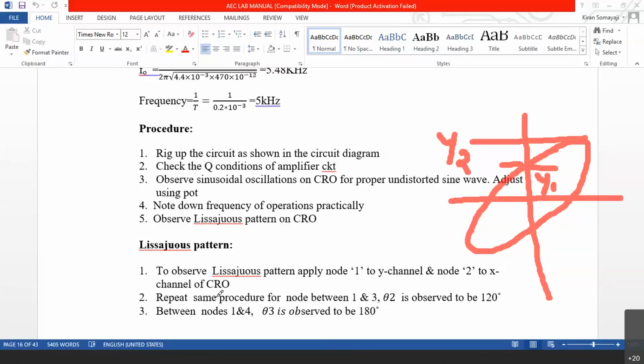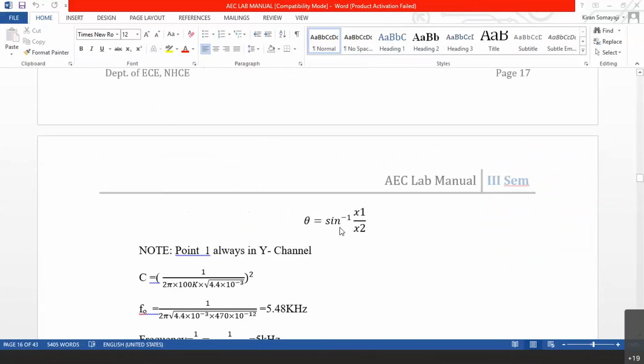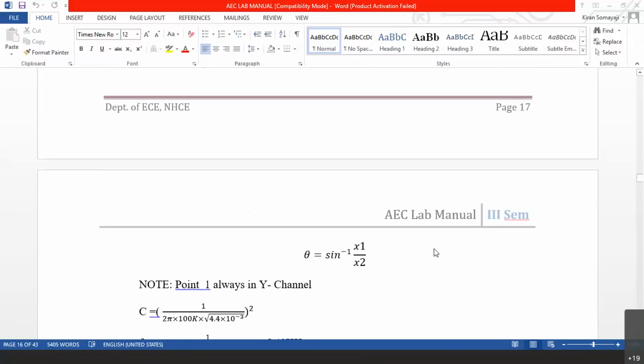Now, the phase shift theta is given like this. Let me stop annotating. Let me show you the formula. Theta is given as sine inverse of x1 by x2. It can also be y1 by y2. You can measure the x direction dimensions also, or you can measure the y direction dimensions also. They will be one and the same. Why? Because that Lissajous pattern will be symmetrical with respect to x and y axis.